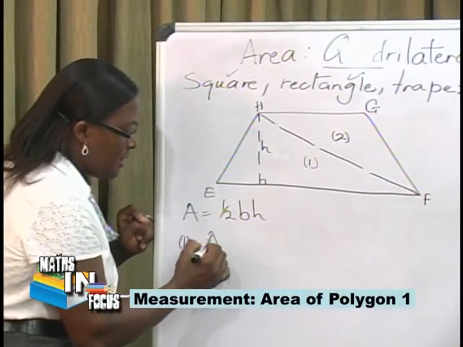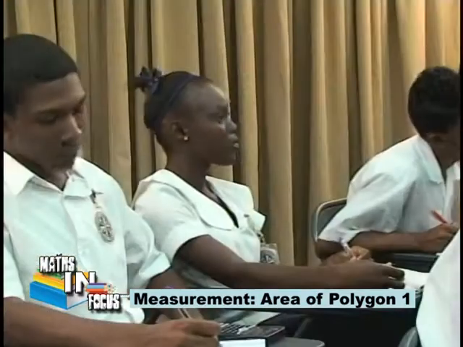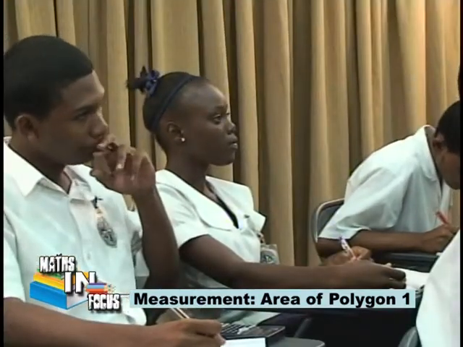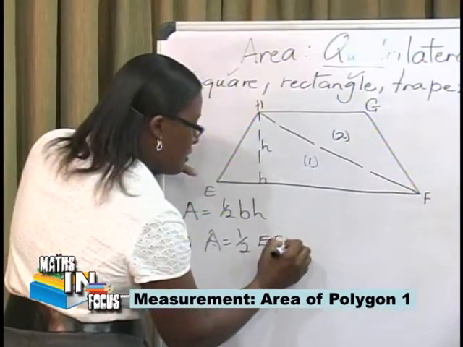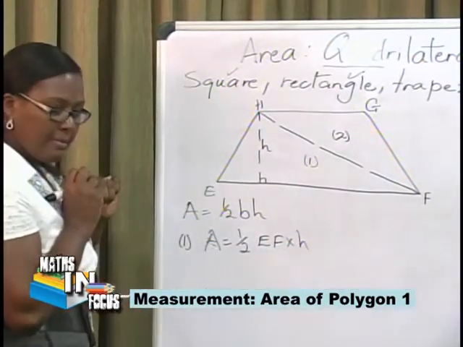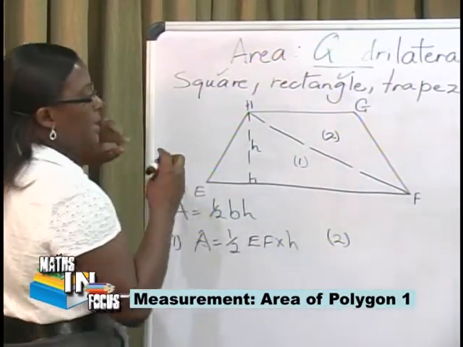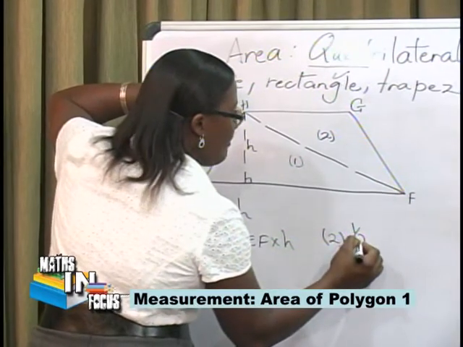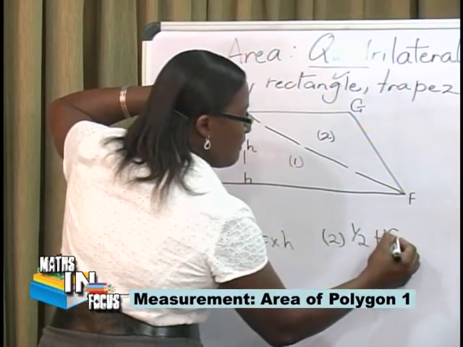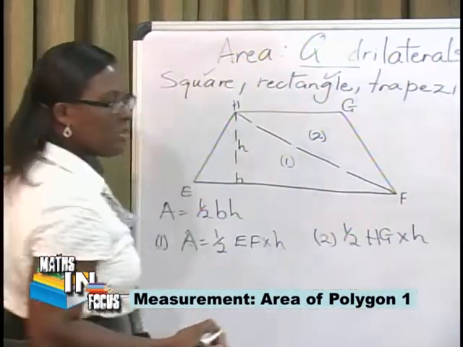Area A is equal to half the base, which would be EF, by the height, which is H. Now let's look at the second triangle. The base in this case would be HG, half HG, multiplied by the height, which is H.